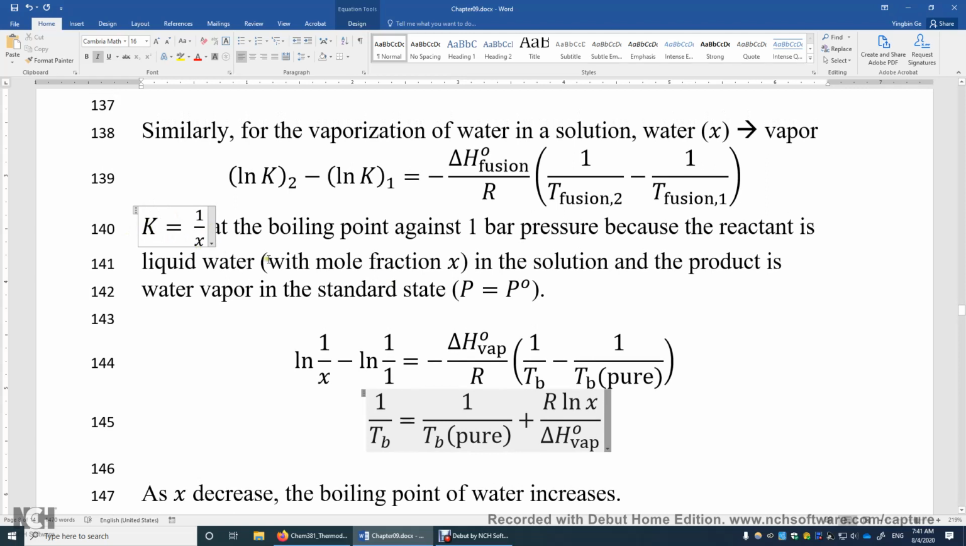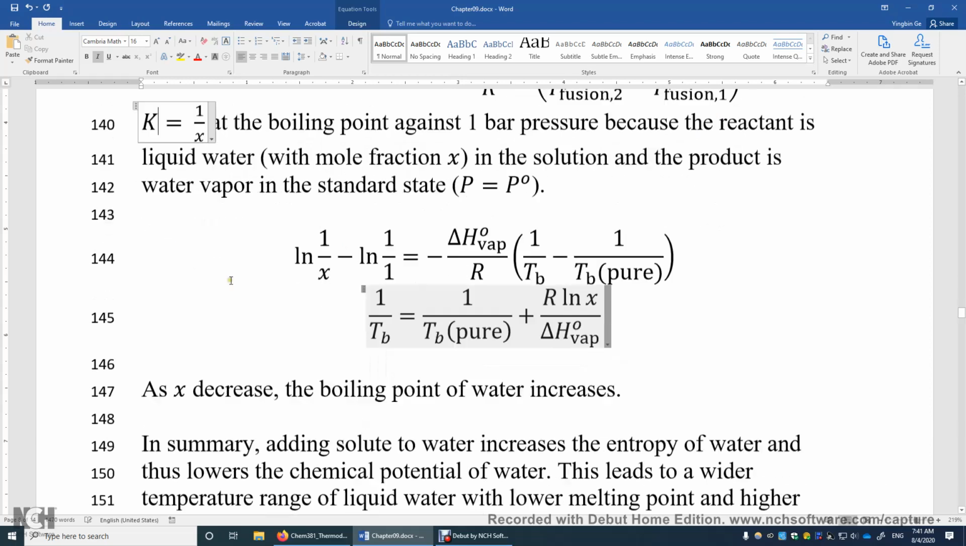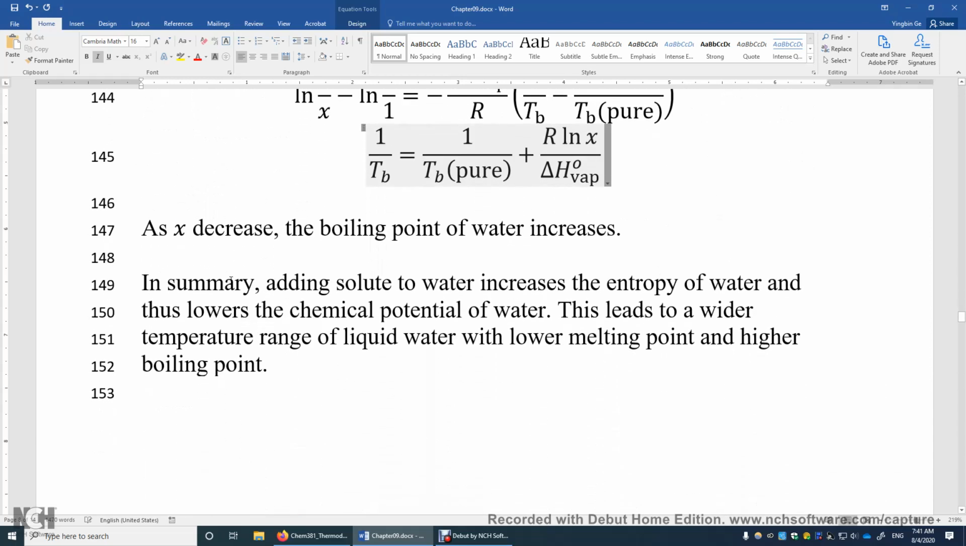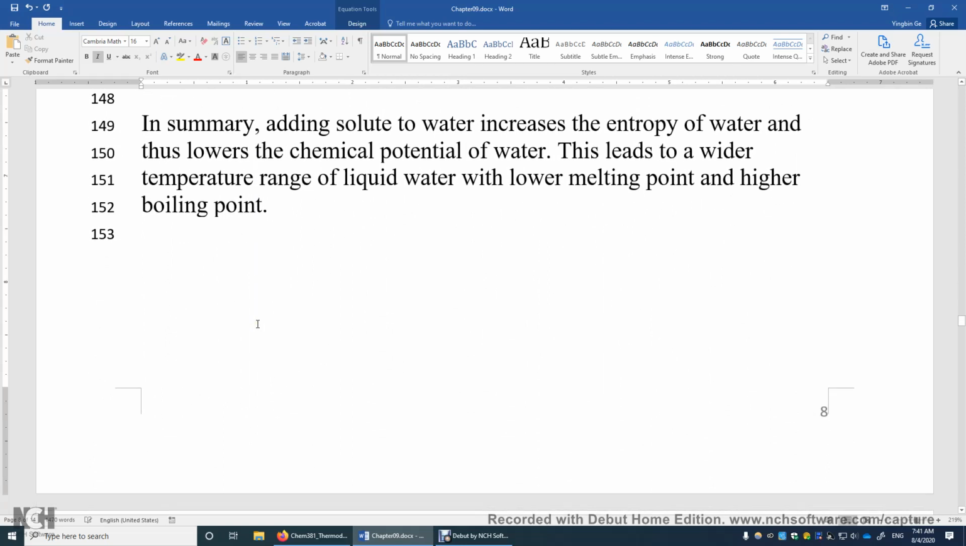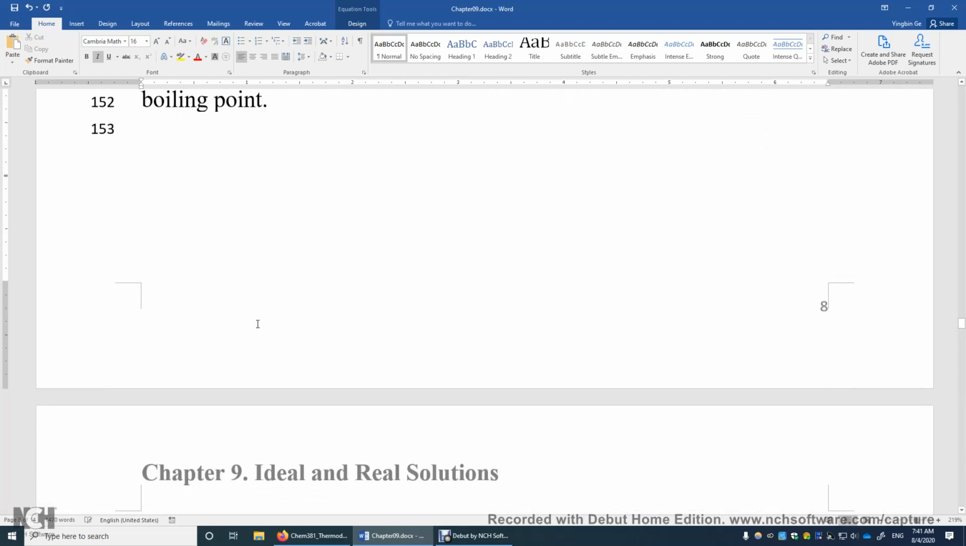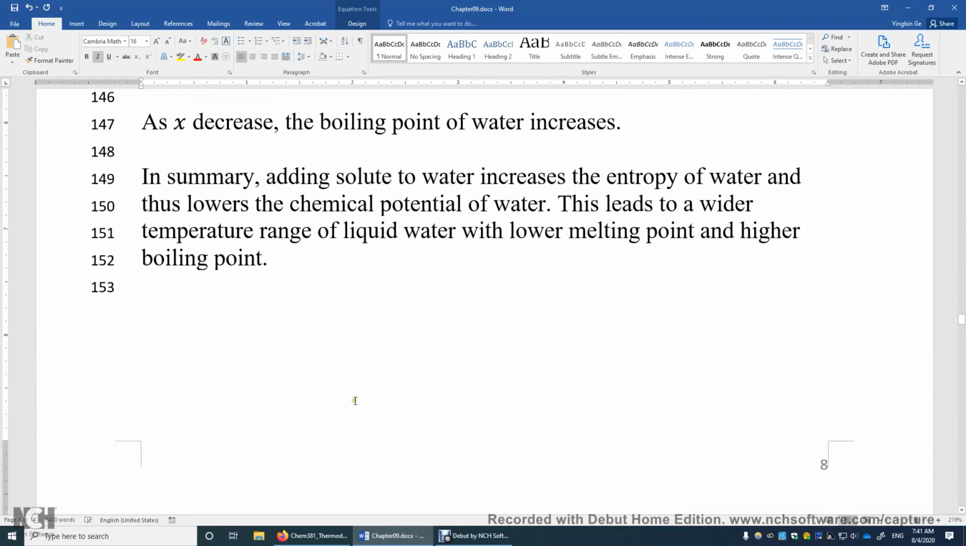Why? Because when we are looking at the melting point in the fusion process, this water with mole fraction X appears on the right-hand side. For the vaporization process, this water with mole fraction X appears on the reactant side. That's the difference. So in summary, adding solute to water increases the entropy of water. Therefore, it lowers the chemical potential of water. And this leads to a wider temperature range for this liquid phase. That means you have a lower melting point and a higher boiling point.